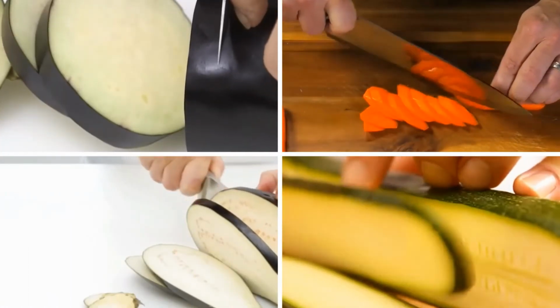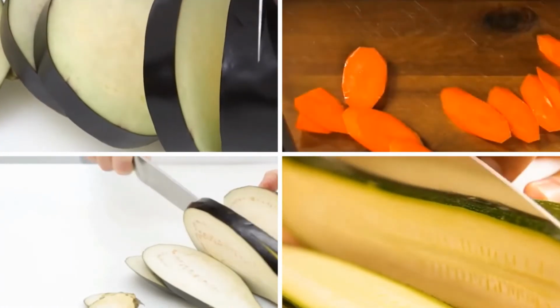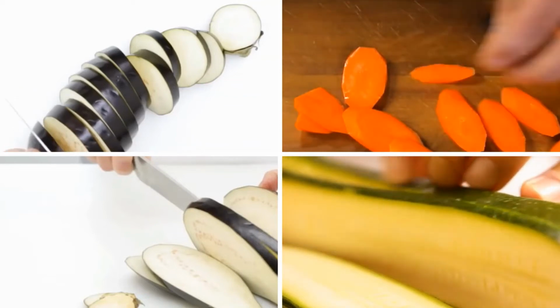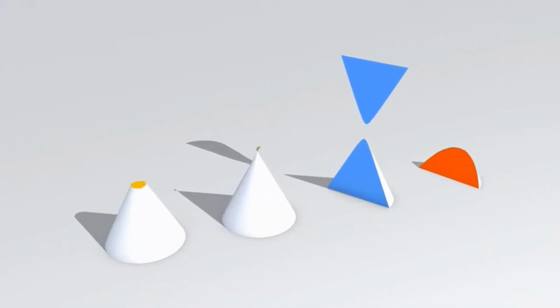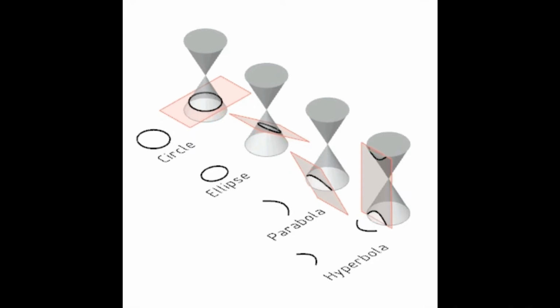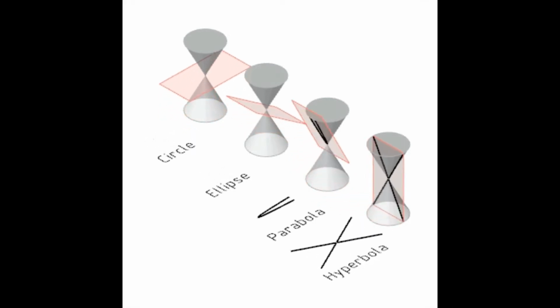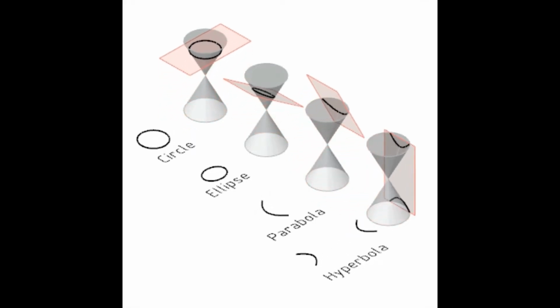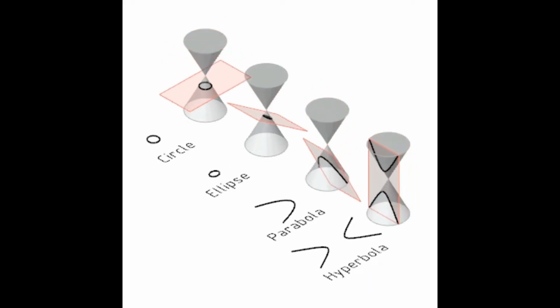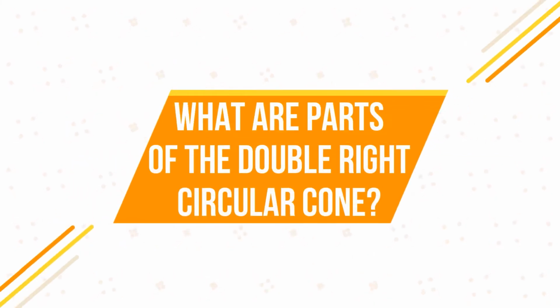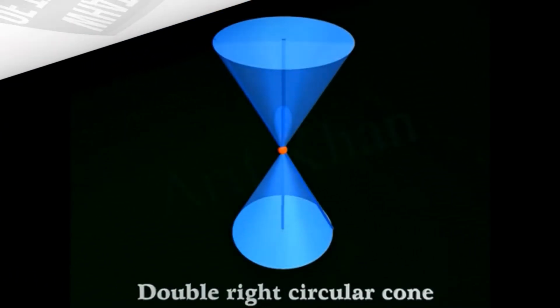Have you noticed that slicing vegetables using different angles result into different shapes of the slices? All four conics have been derived from cutting or slicing the double right circular cone. The angle at which the cone is being cut by a plane surface affects the shape of the resulting cross section. Before we proceed any further, let us first get to know the parts of the double right circular cone.